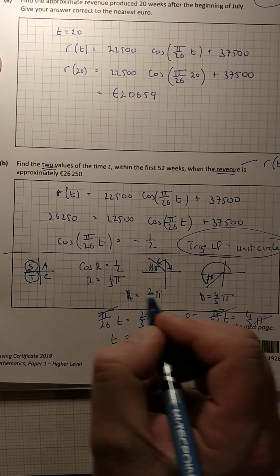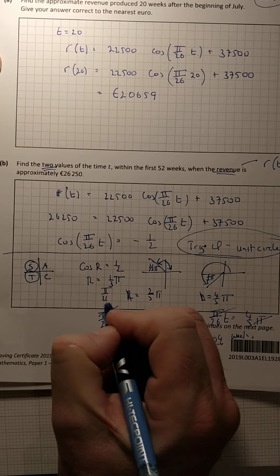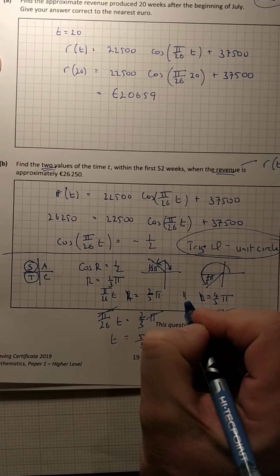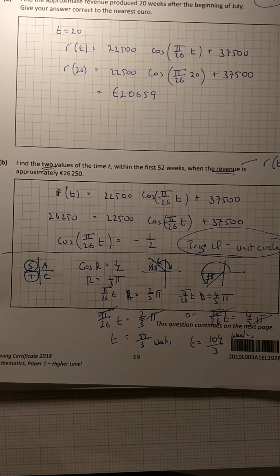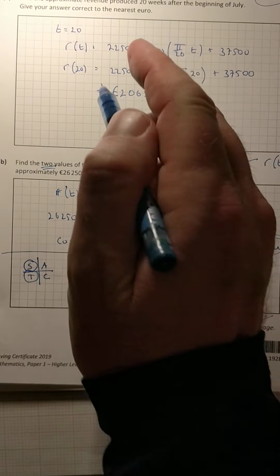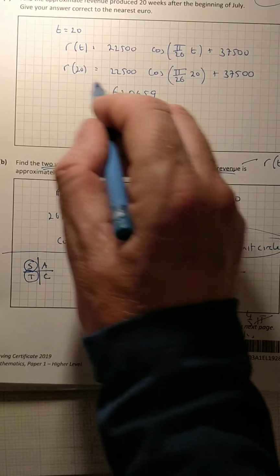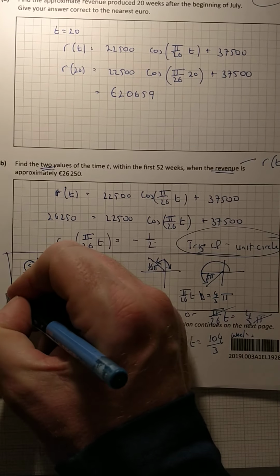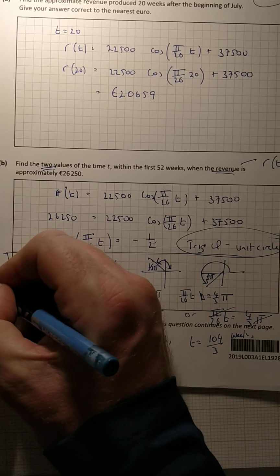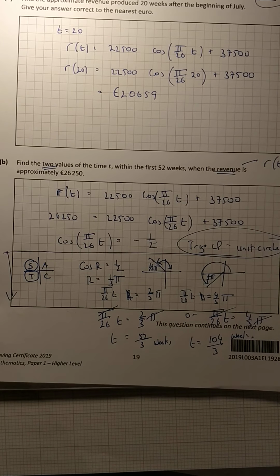I should really have written those as pi over 26t. But the important thing to remember here is that for what we've done today, functions, straightforward. We've got to here, straightforward. The rest of this is all trigonometry, which we'll come back to. But the function bit shouldn't be causing you a problem.